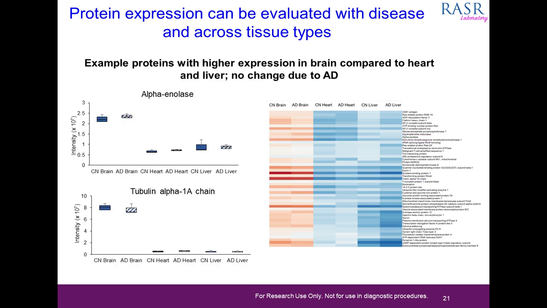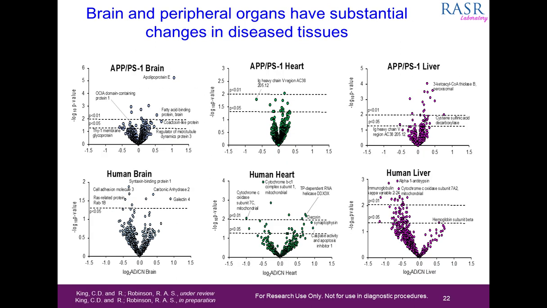And so to give you a sense for how we look at the data, this is just pulling out 2 proteins, alpha-enolase and tubulin alpha chain, in which we wouldn't expect much activity with disease. And so here you can see that the levels are higher for both of these proteins in the brain tissue compared to the heart and liver, and there doesn't appear to be much change happening between the control and the diseased individuals. So we can keep mining the data in this way, but it's also easier to just look at an overview of the data.